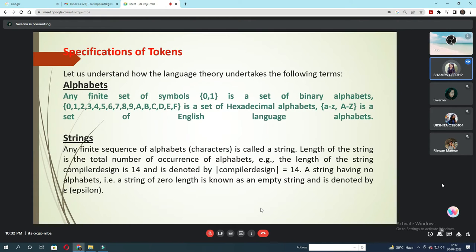Here I am going to discuss the specification of tokens. Let us understand the following terms from language theory. What are alphabets? Any finite set of symbols is an alphabet, for example the binary alphabet. Here 0 to 9 and A, B, C, D, E, F is an example of the hexadecimal alphabet, and A to Z is the example of the English alphabet. And what is a string? Any finite sequence of alphabets is called a string. The length of the string is equal to the total number of occurrences of alphabets. For example, the length of the string compiler design is 14. A string with no alphabets, meaning the length of the string is 0, is known as the empty string and it is denoted by epsilon. Now move on to the next slide.